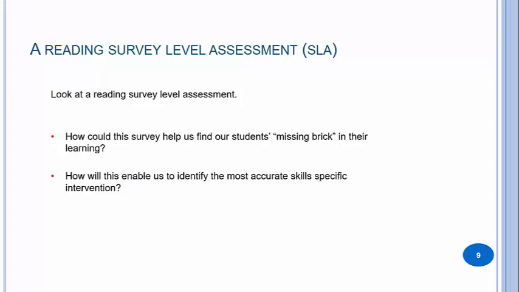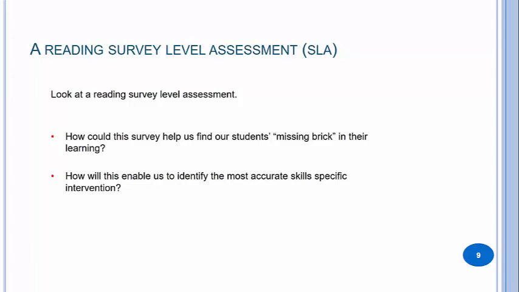I can talk to this piece broadly, and then I can speak from experience a little bit. There are several ways to look at this, and several assessments available. A survey level assessment is basically that next step. You have a universal screener where you screen all students, and if you're using a curriculum-based measure, you're screening all the areas of reading.